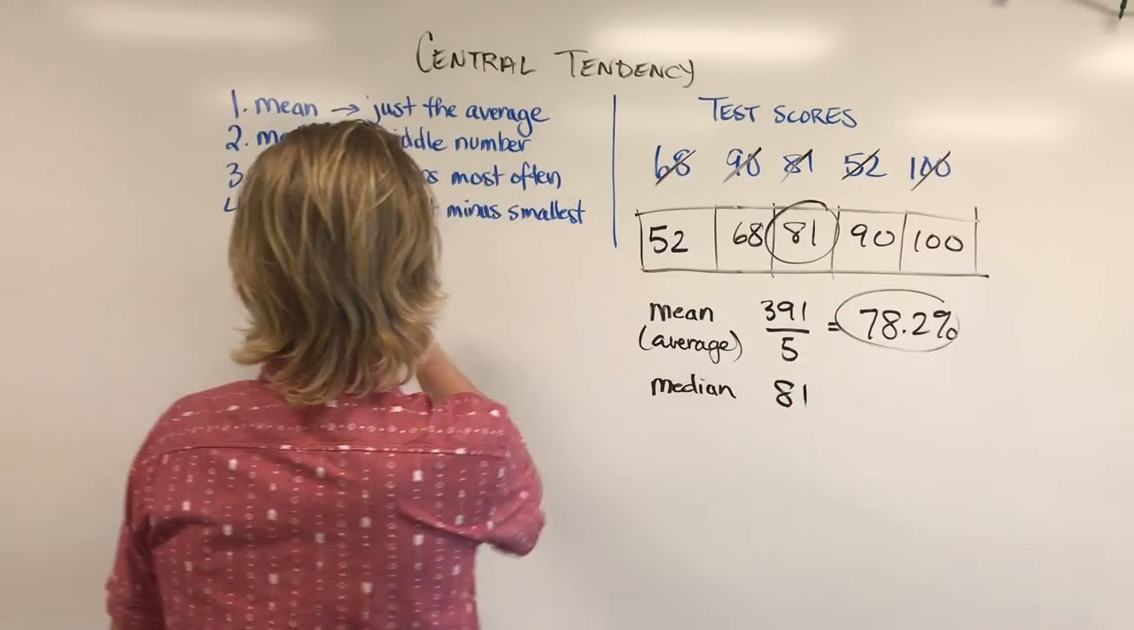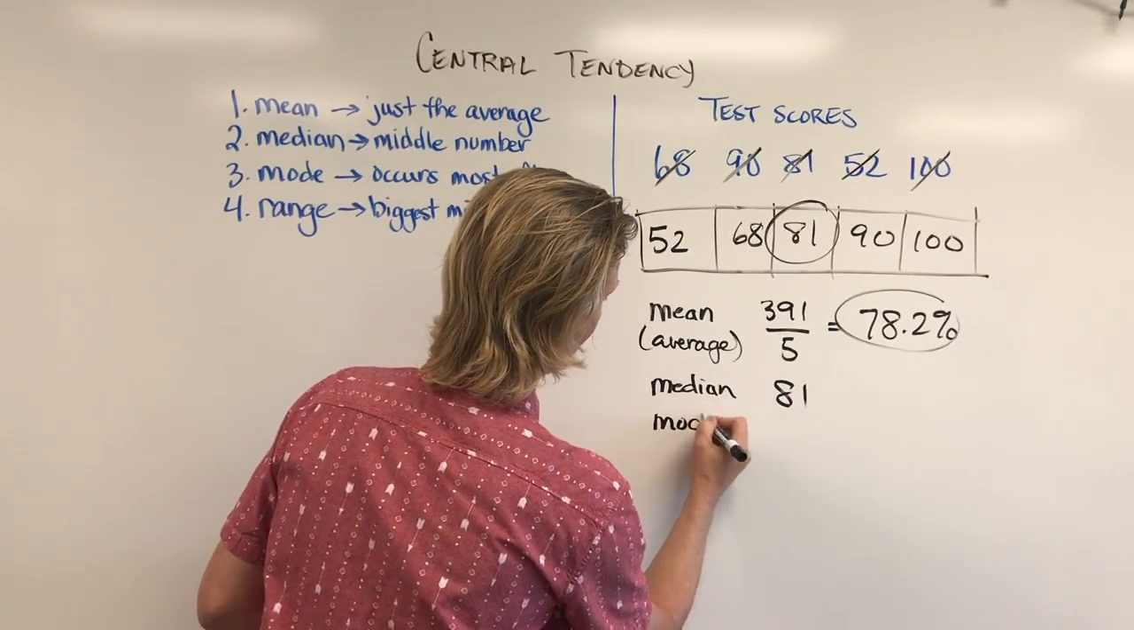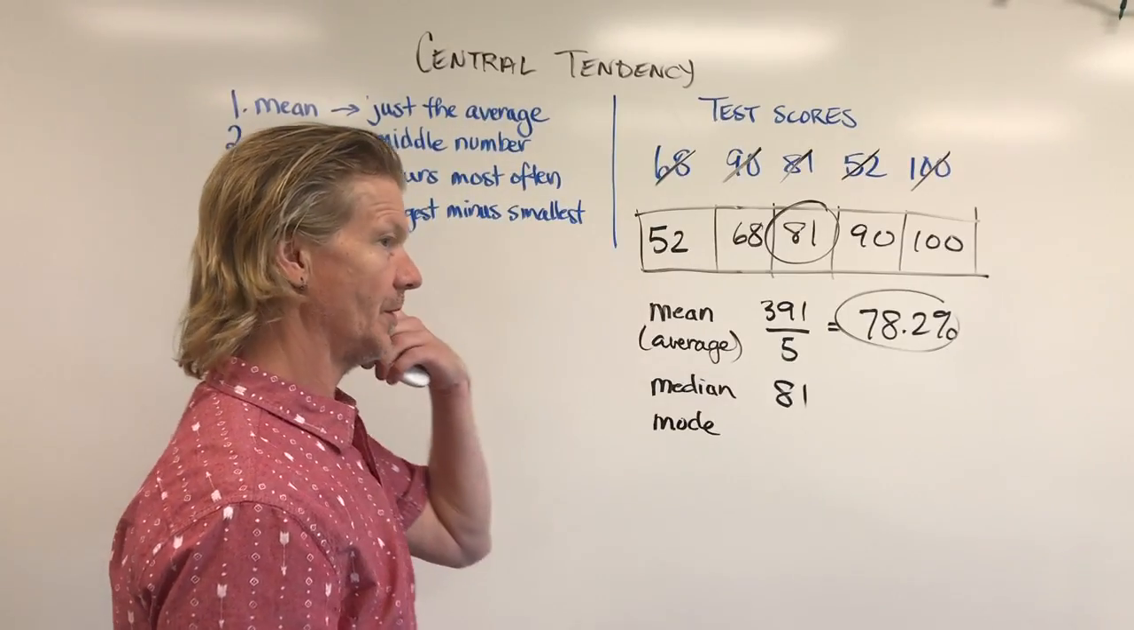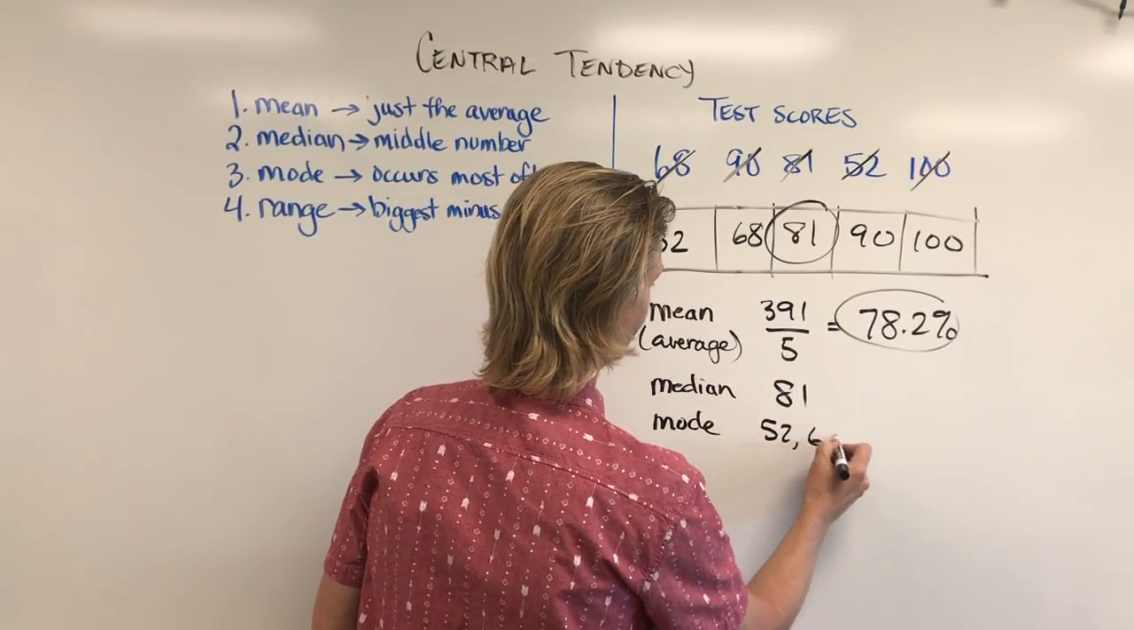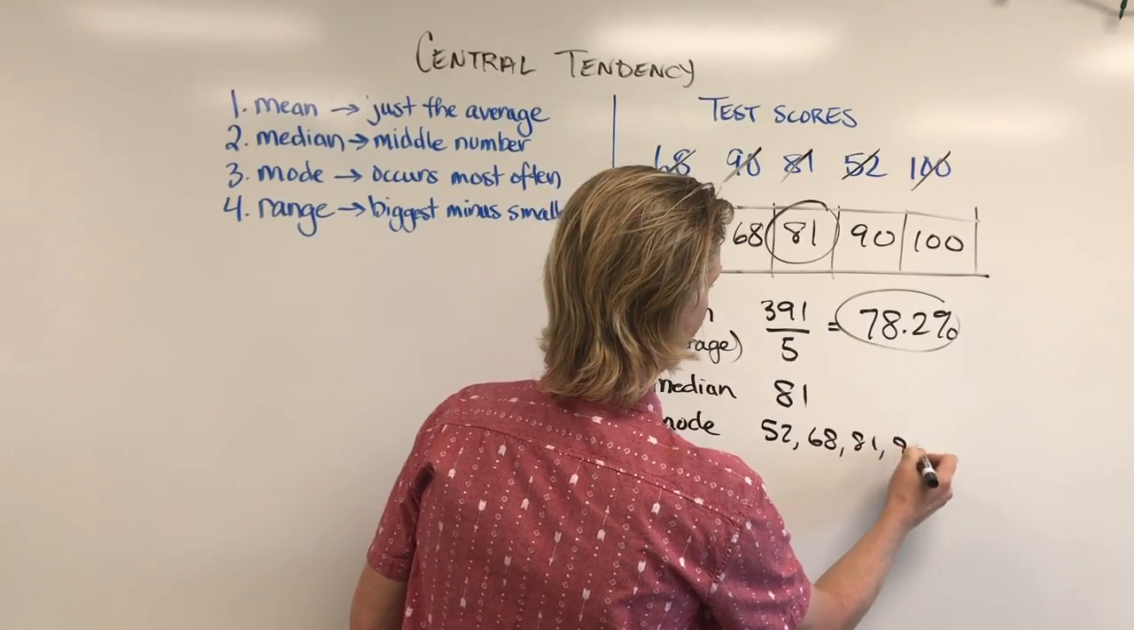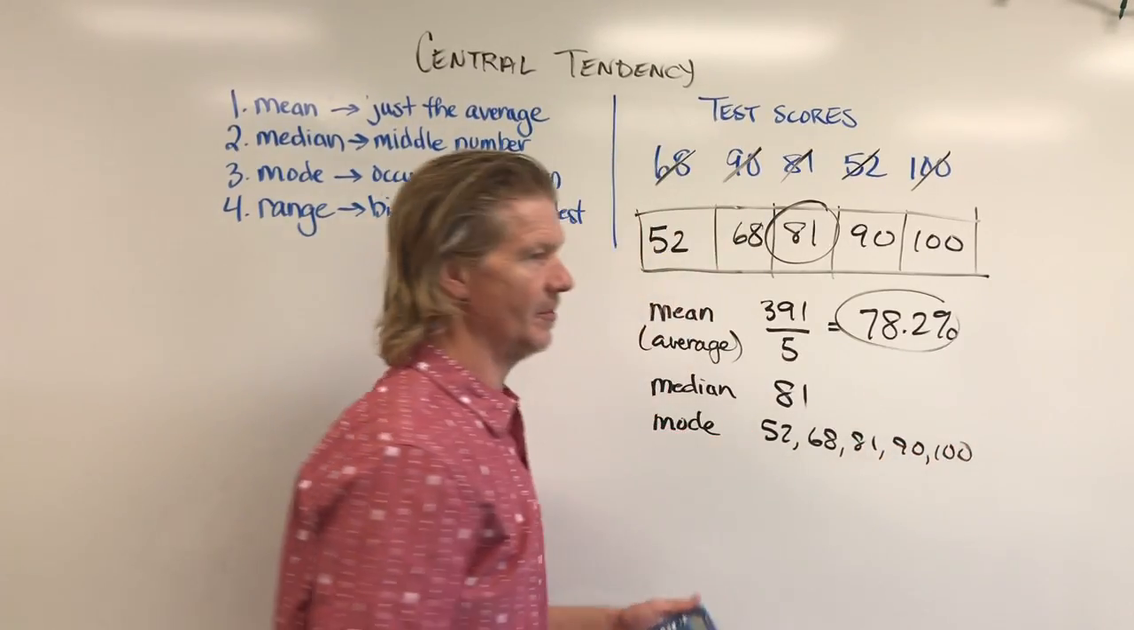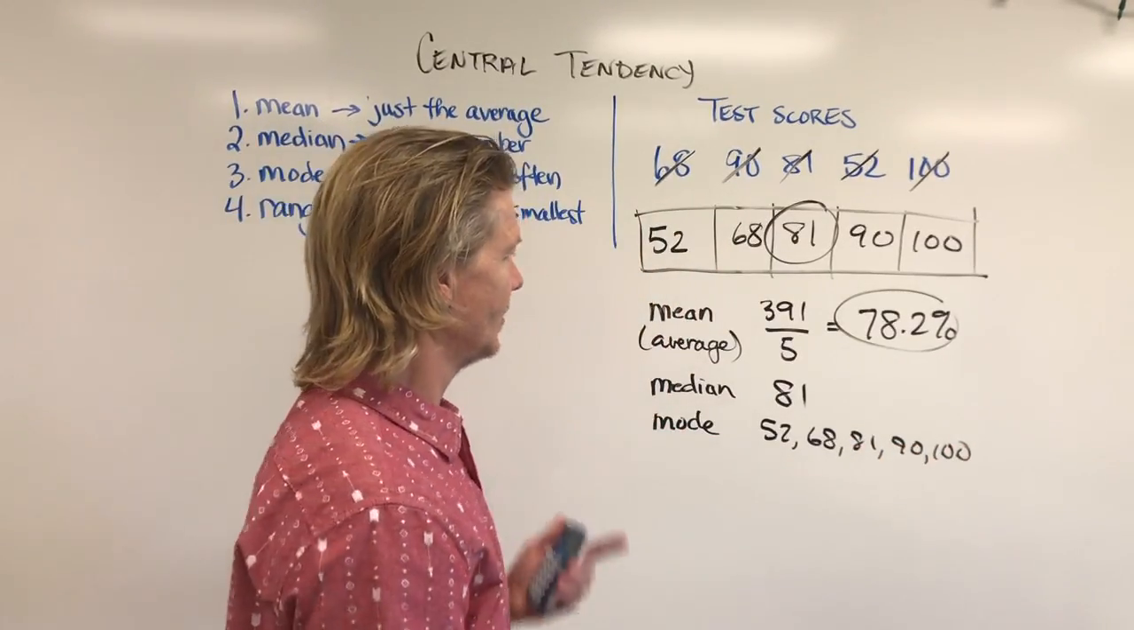That's it. The mode is the number that occurs most often. Well, there isn't one. So the mode of this is literally 52, 68, 81, 90, and 100. It's all of them, or none of them, I guess, but they're all the mode.